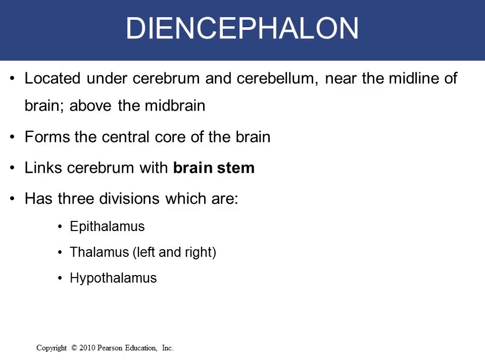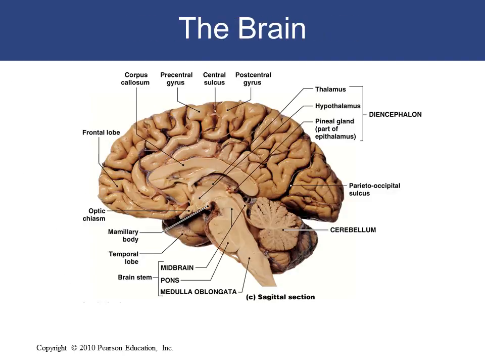The next part of the brain we'll be talking about is the diencephalon, which is located under the cerebrum and cerebellum near the midline of the brain above the midbrain, and it forms the central core of the brain. It links the cerebrum with the brainstem, and it has three divisions, which are the epithalamus, the thalamus, and the hypothalamus.